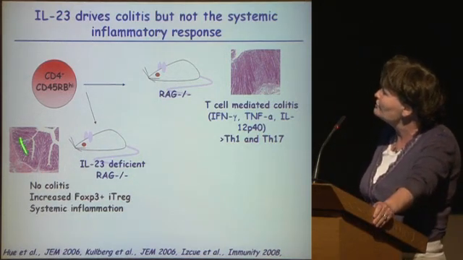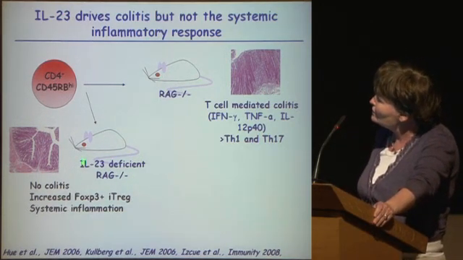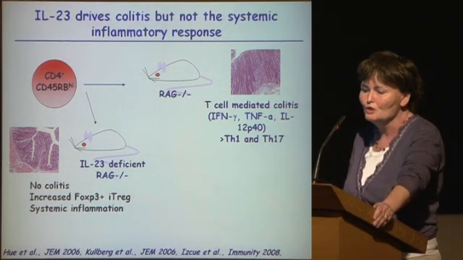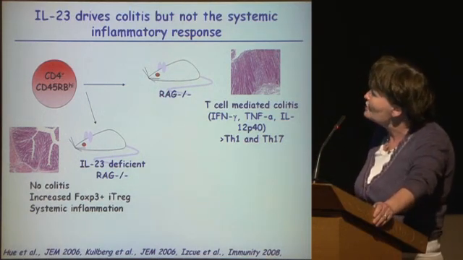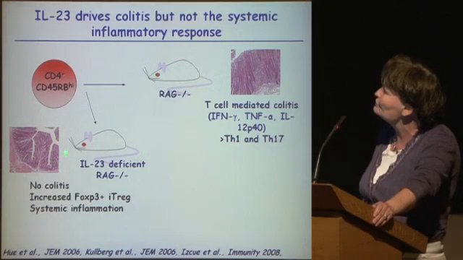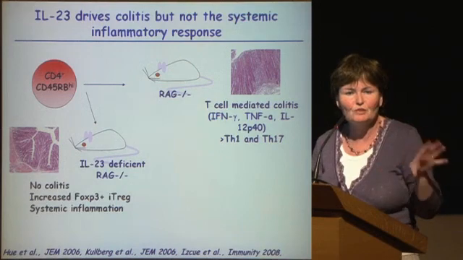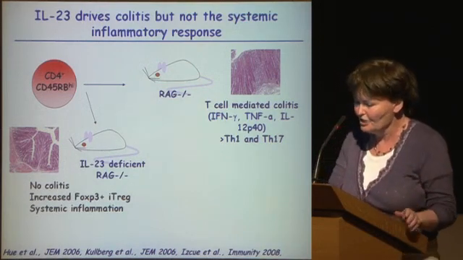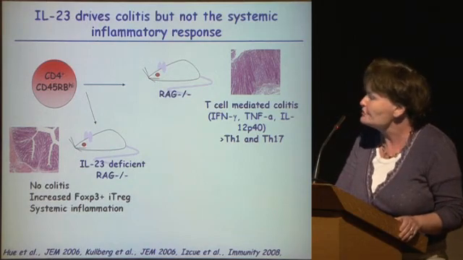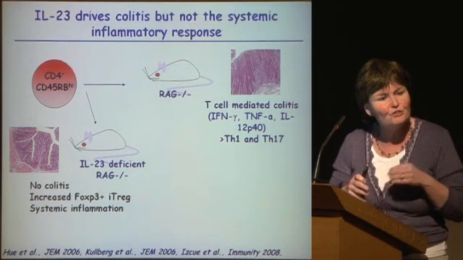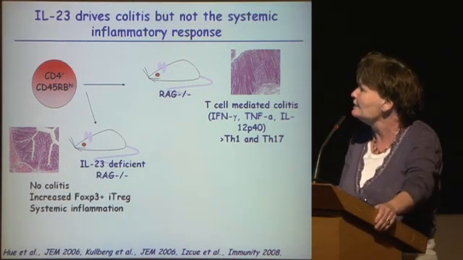Now, associated with the lack of colitis or impaired colitis in the absence of IL-23 was an increase in FOXP3 positive cells in the intestine that we showed played a functional role in suppressing disease. So one pathway through which IL-23 promotes intestinal inflammation is by preventing the development of FOXP3 positive cells locally in the intestine that would inhibit the disease. So how is IL-23 working in this setting? The IL-23 receptor, as I mentioned, is expressed on T cells as well as innate leukocytes.